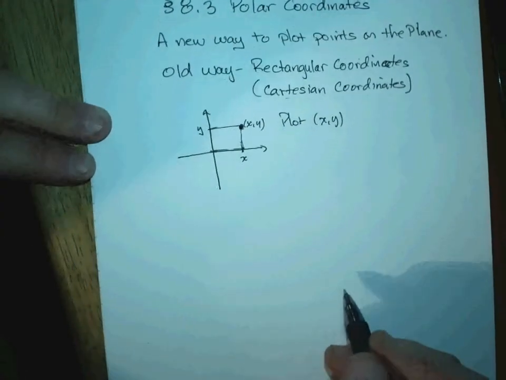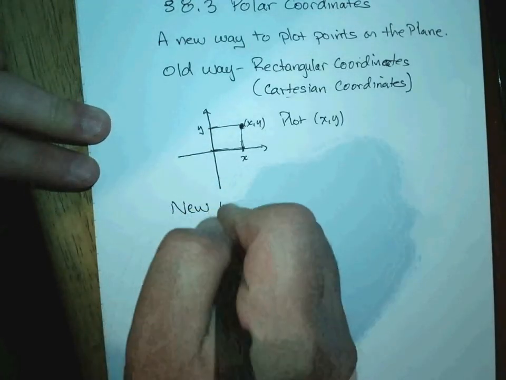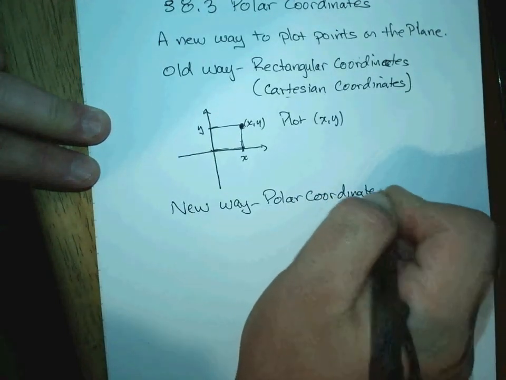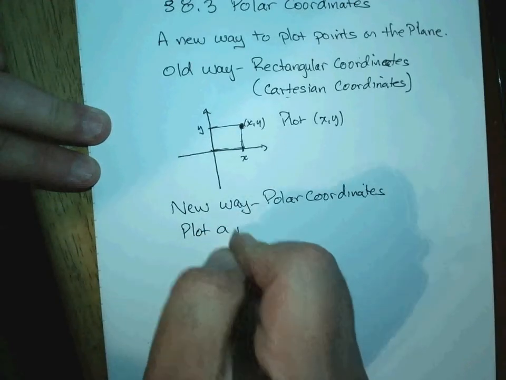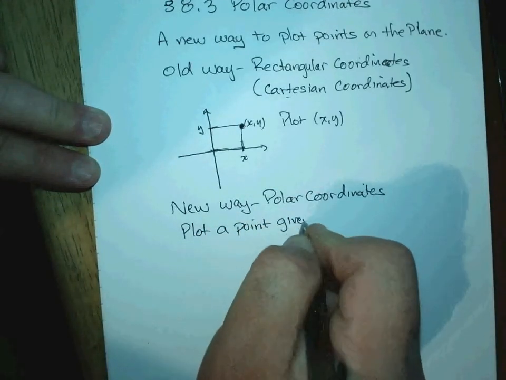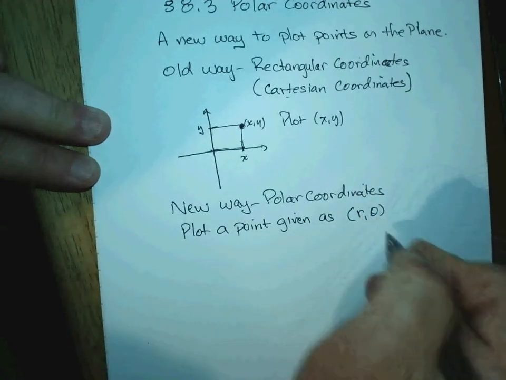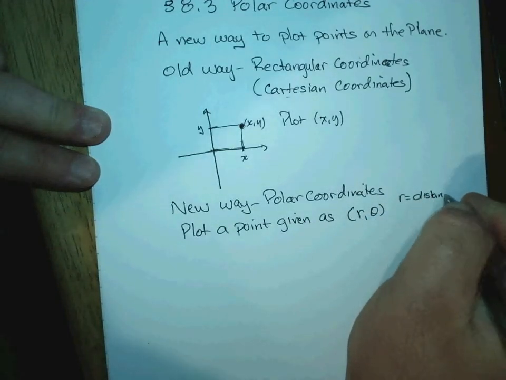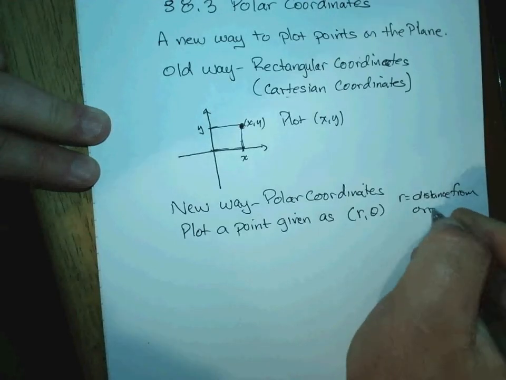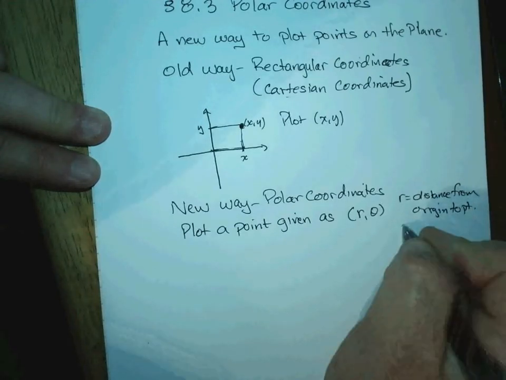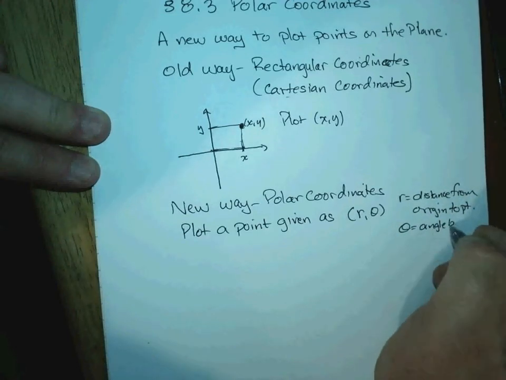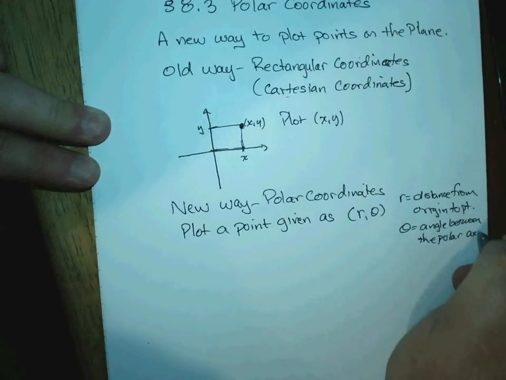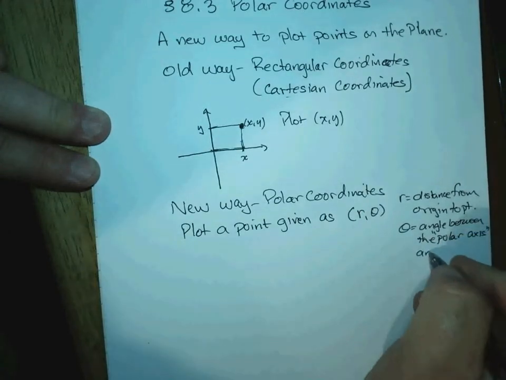Now let's talk about this new way, or polar coordinates. Here we want to plot a point given as r and theta, where r is the distance from the origin to the point, and theta is the angle between the polar axis, as we'll have to describe what that is in a minute, and the point.